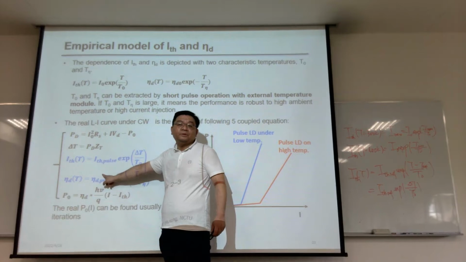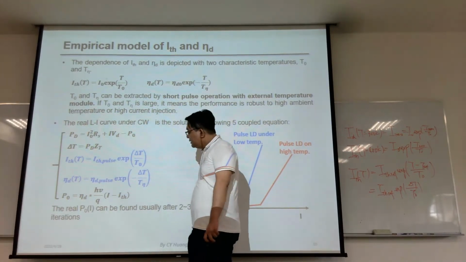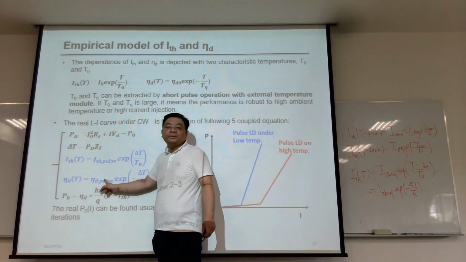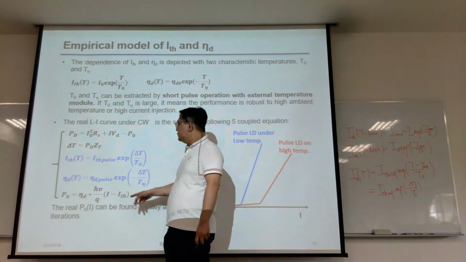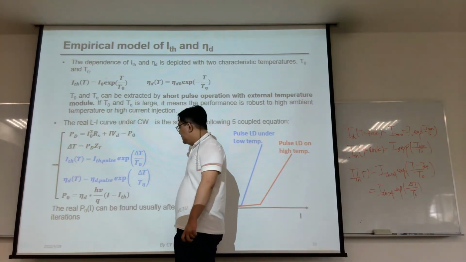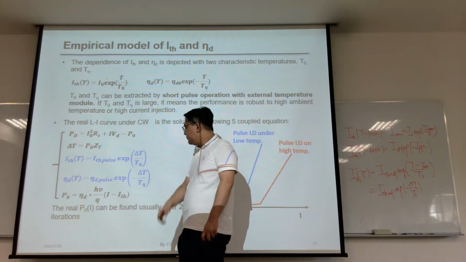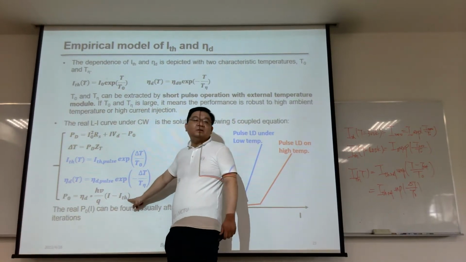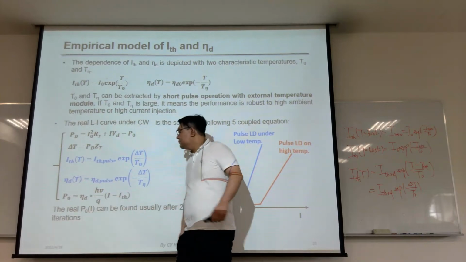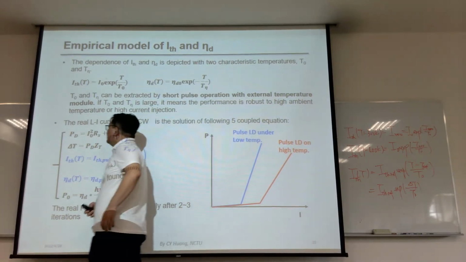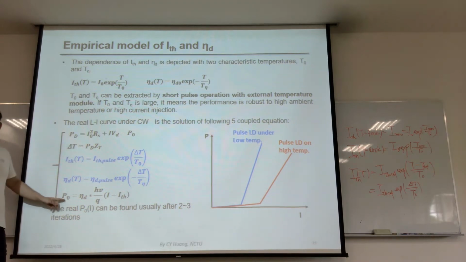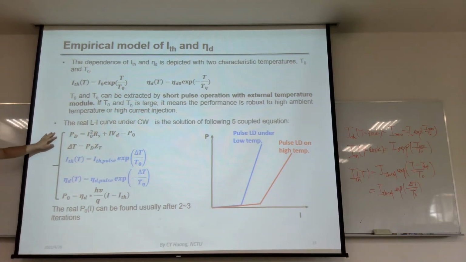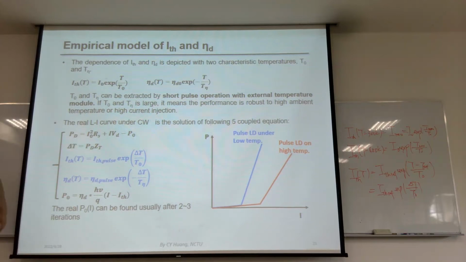Similarly, we apply it to the slope efficiency. The reference is probably the pulse condition, that means no heat influence, with exponential minus delta T divided by zeta. And finally, this is the term with zeta T and the ITH. So under real application, you have 5 equations coupled to each other, so we will practice how to solve this iteratively.